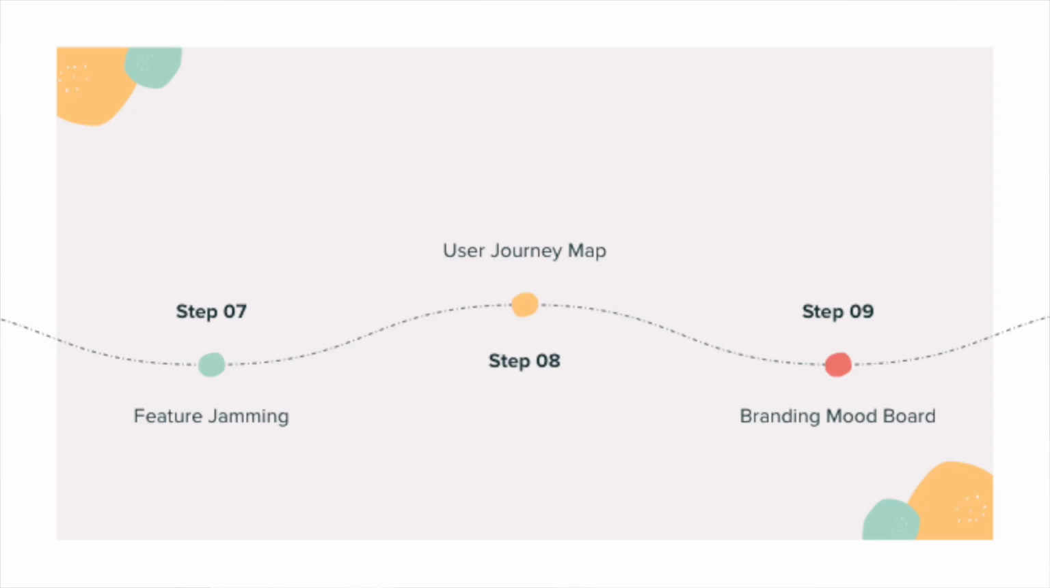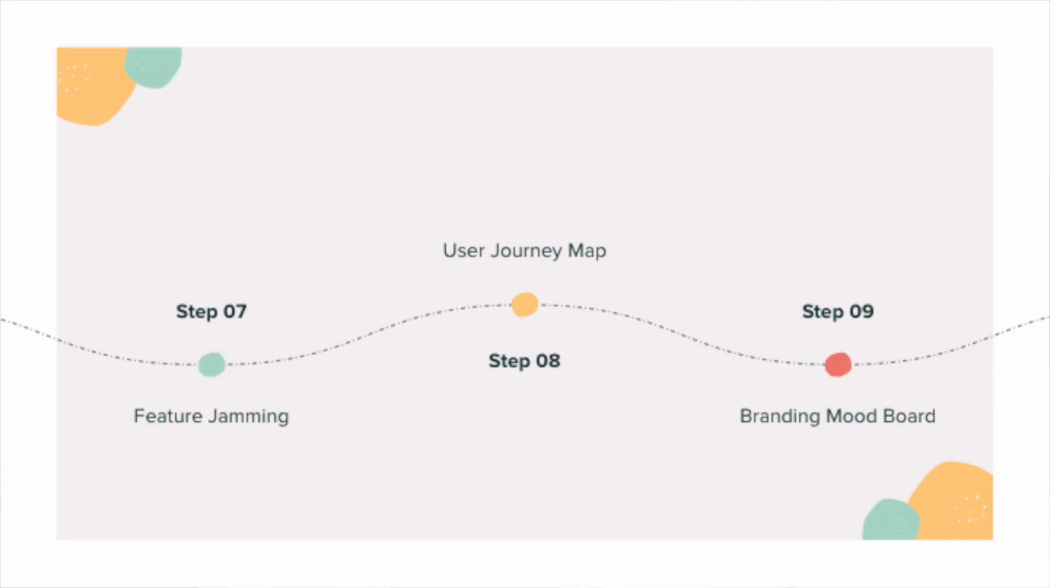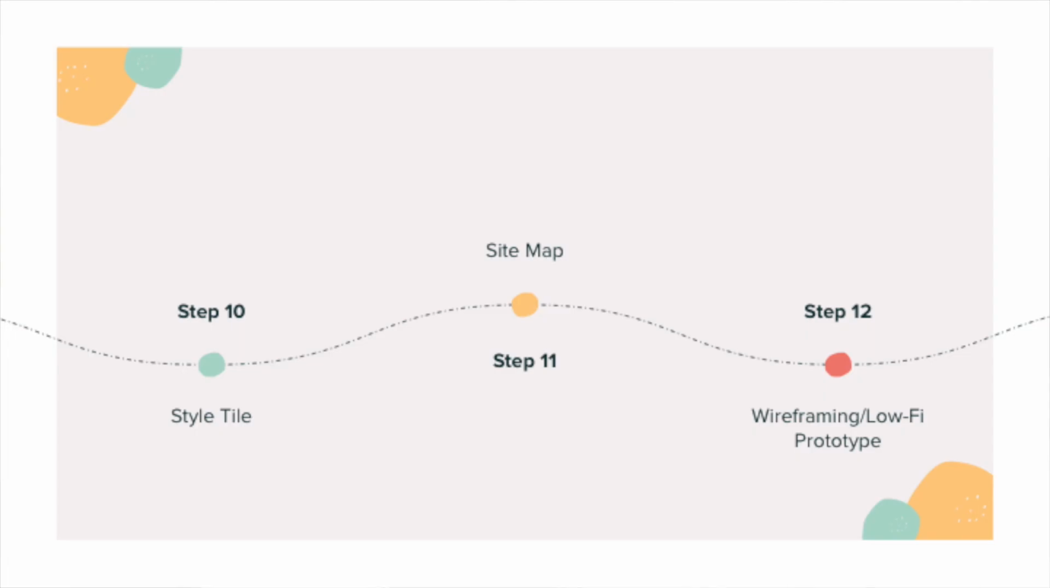Number 7, feature jamming. This is where I create a big mind map of all these different features and ideas I could possibly put into this app. And it in no way means I'm going to use all of these features, but it's just a good idea to get your brain going and start thinking about what it could be. Number 8, a user journey map. Number 9, branding, working on a mood board. Number 10, a style tile. And then number 11 is when I start site mapping.